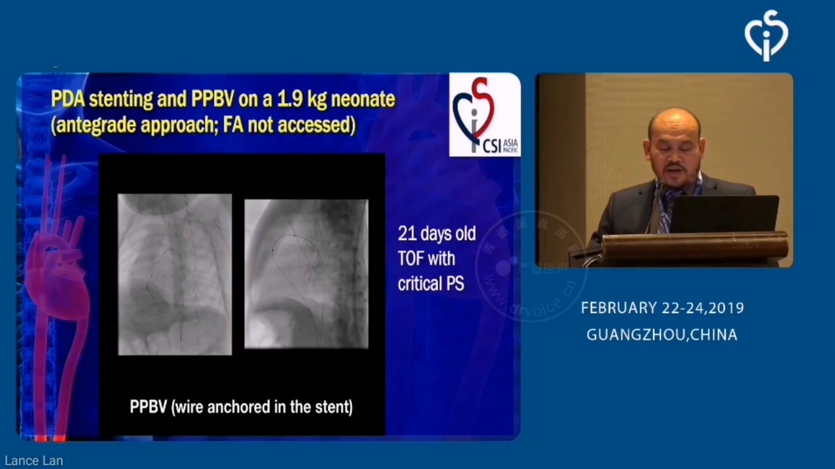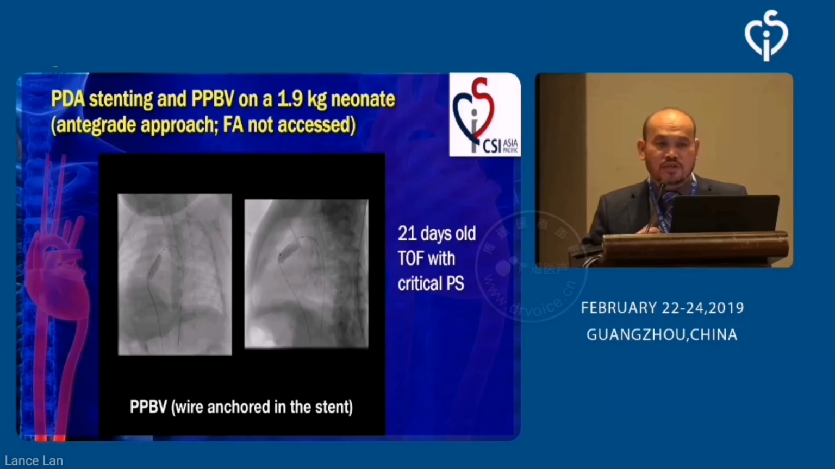So the PPB wire is anchored in the stent, then we are able to convert the critical PS to a functioning valve, okay, to preserve the biventricular repair of our surgeons in the future. This is a 1.9 kilogram neonate.